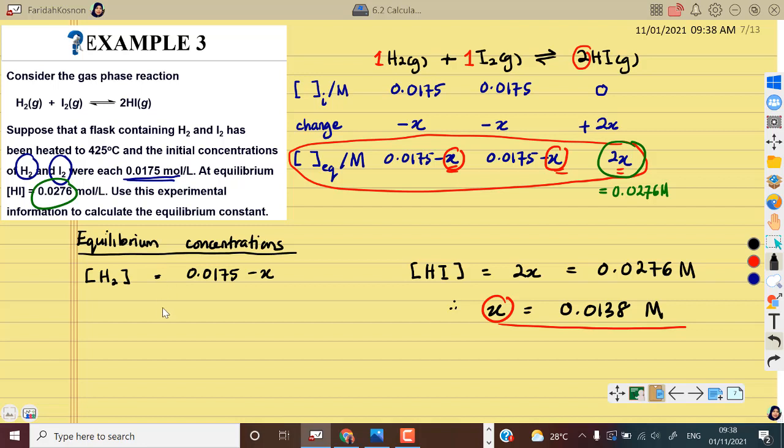So, berbalik kat sini, maka kat sini apa ni tadi? 0.0175 minus X. X kita adalah 0.0138. Jadi, you selesaikan dan kena ingat, yang kita kira ni adalah concentration. Jadi jawapannya mesti ada unit. Okay, so berapa you dapat? Suppose you dapat lebih kurang 0.0037 molar. Mesti ada unit. Lebih kurang. Okay.